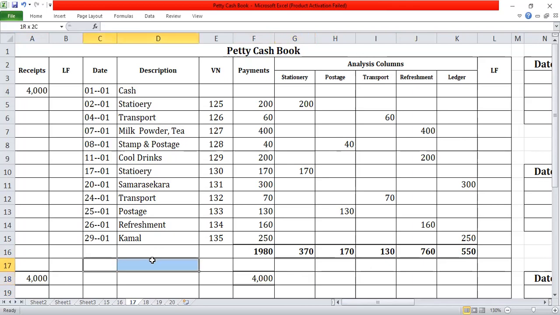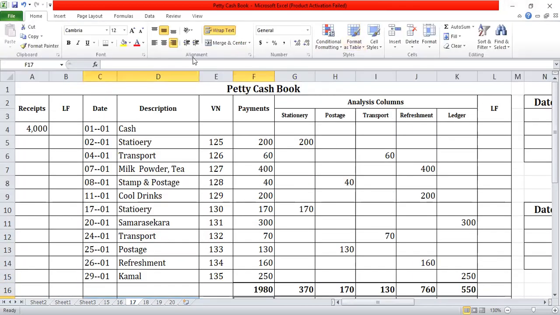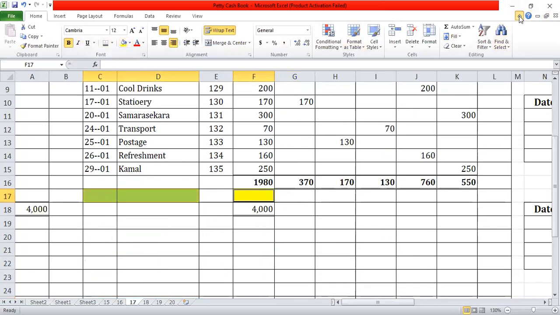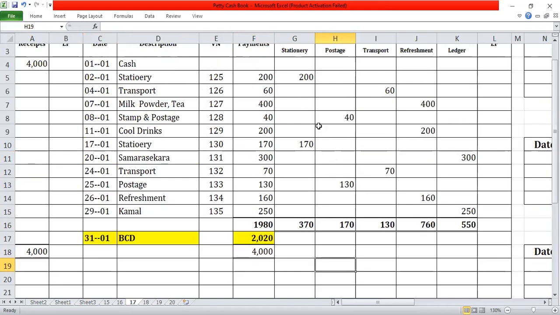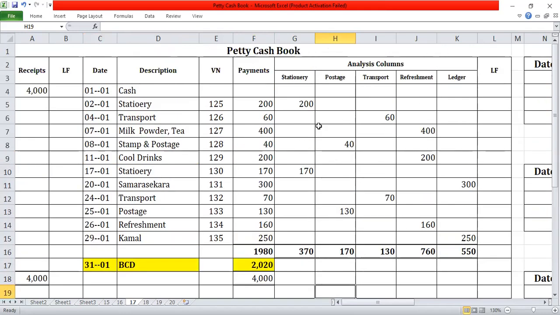Now I can balance this off. I have to take the balance carried down. On 31st of January, the balance carried down is 4,000 minus 1,980, that is 2,020. This is the balance carried down of the petty cash book as at 31st January.